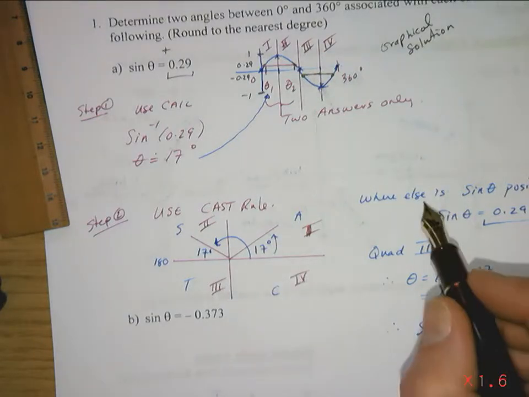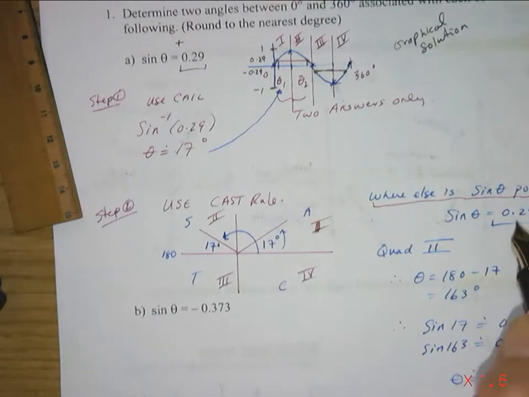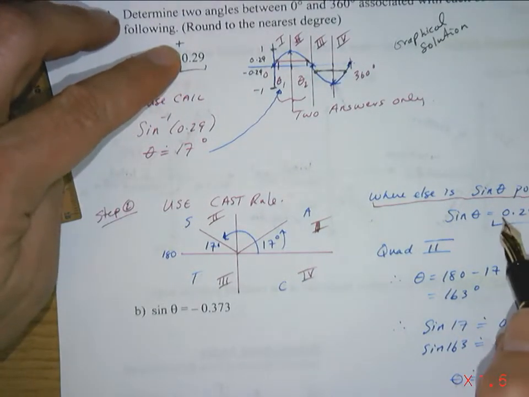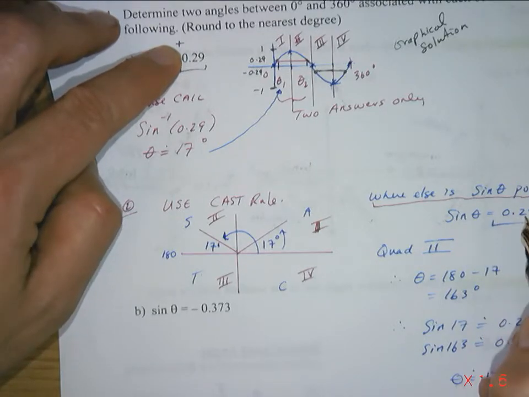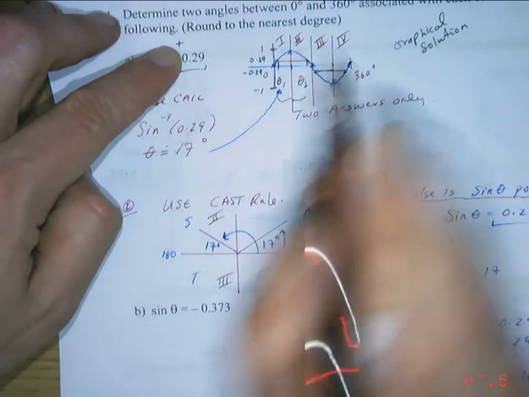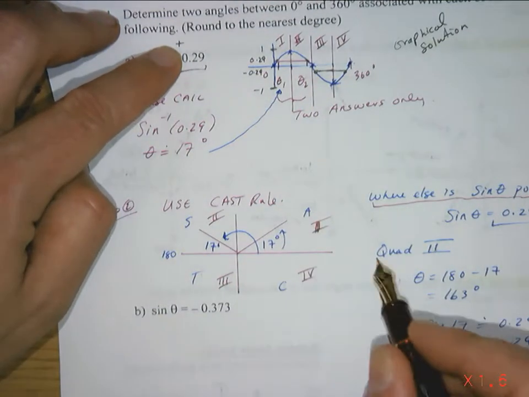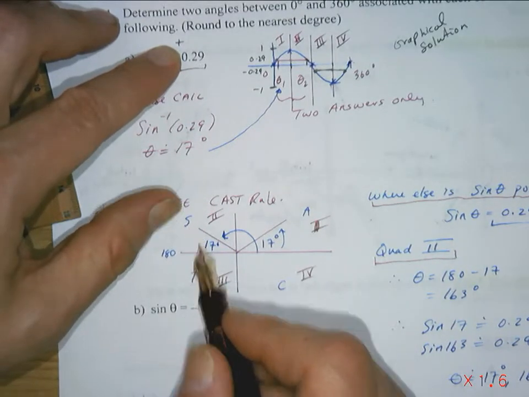So the question that I ask is, where else is sine positive? Why positive? Because the original question said positive. You've got to be careful of that, because I will get answers for where sine theta is equal to negative 0.29 in here, but I don't want those. So the answer to our question is quadrant 2. We know that quadrant 2 is positive for sine.